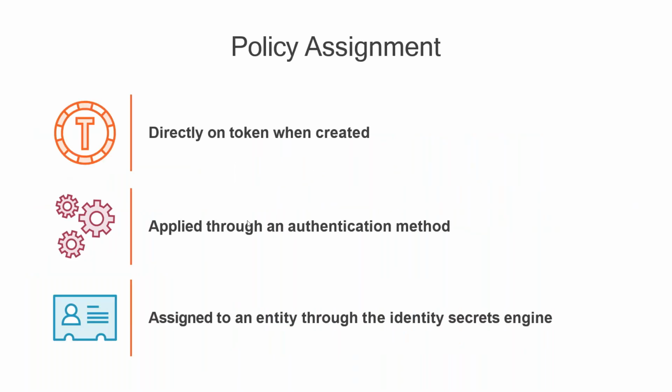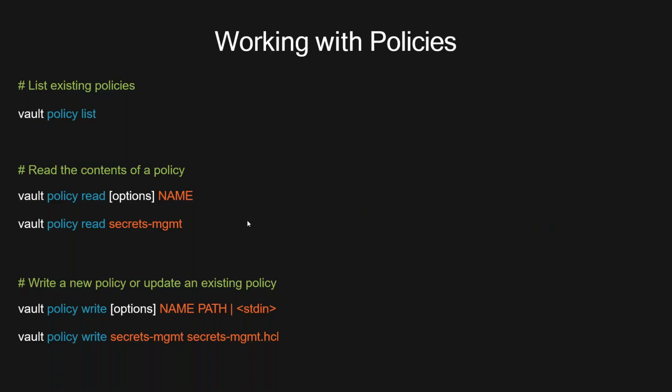Okay, so now creation and assignment. How can you create? Let me show you the command for it. Look at this. I'll show you that through a demo also. First of all, which policies do you have? You can run a command which is vault policy list. This will show you all the policies you have created. Now you can read one policy in detail. For example, you have a policy called secrets management. You want to read it: policy read. You want to write a new policy or update the existing one, right?